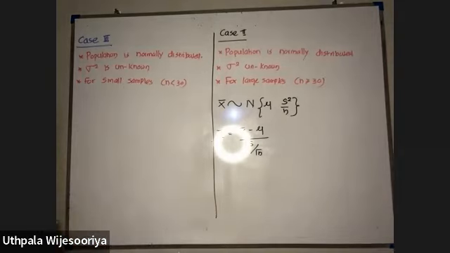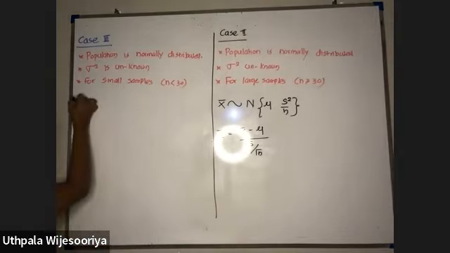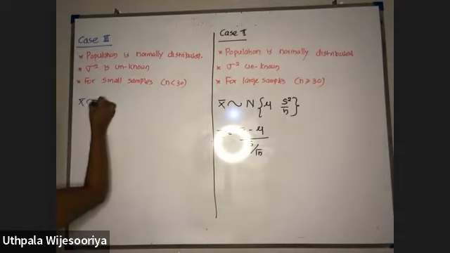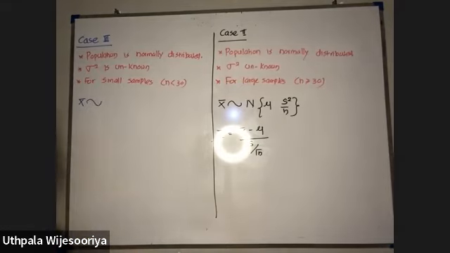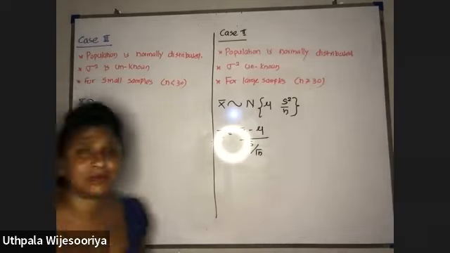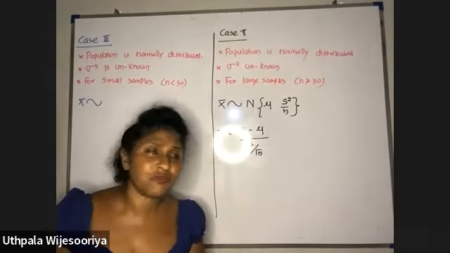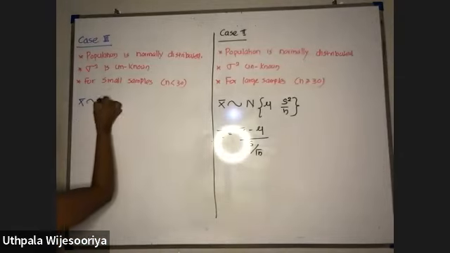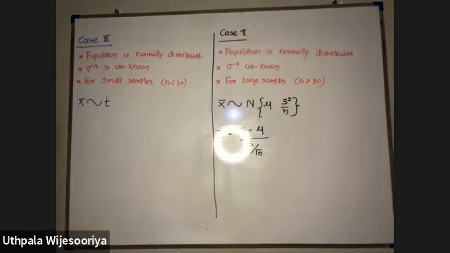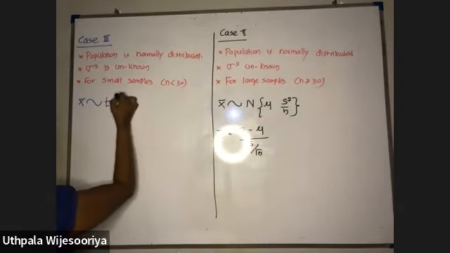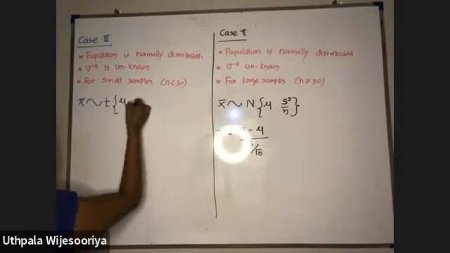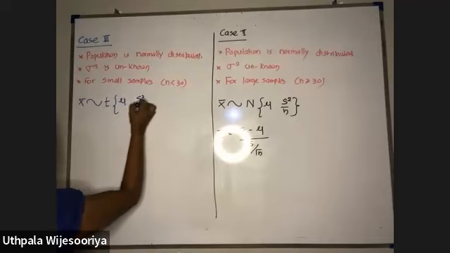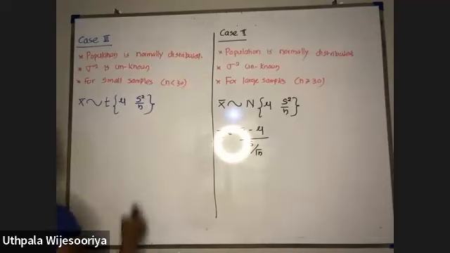So in case 3, the sampling distribution of sample means does not follow a normal distribution now. It is not a normal distribution. It is a distribution which is known as the t distribution. We call it the t distribution, with the population mean mu and variance sigma square over n.